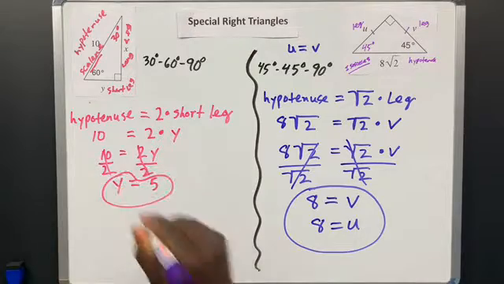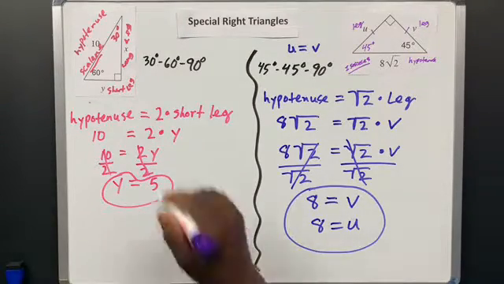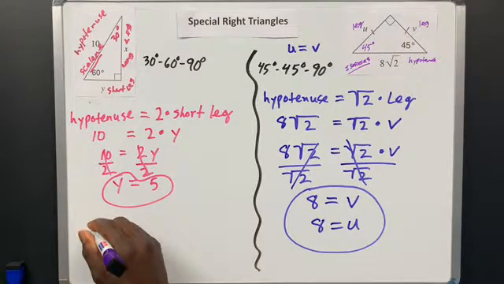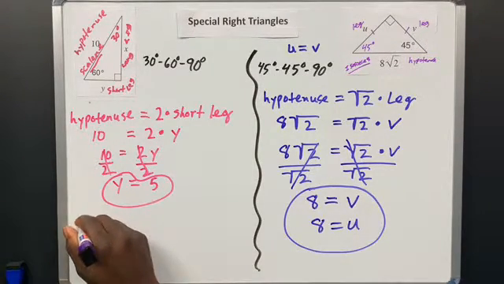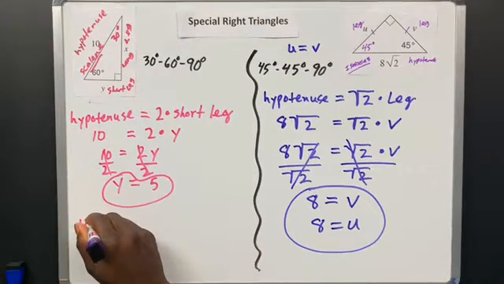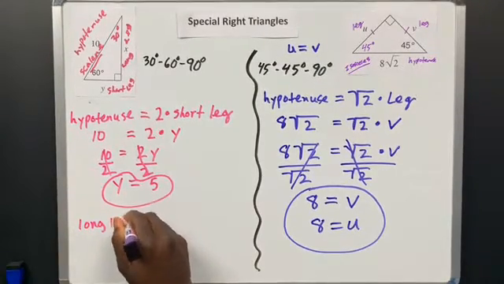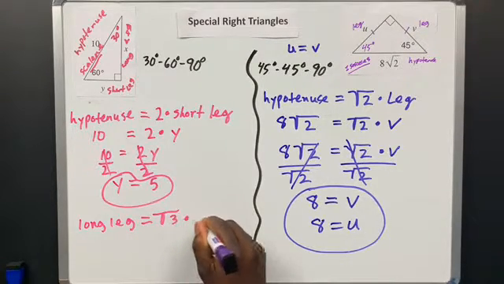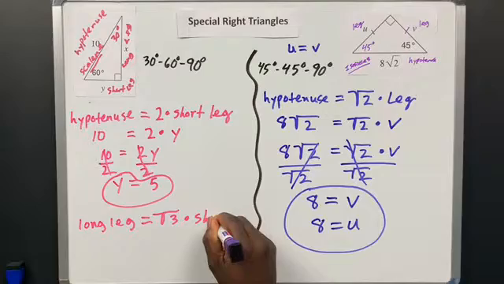All right. So we have solved for one side of this special right triangle. We know that y equals 5. Now, let's take the other special rule or equation for the 30, 60, 90 right triangle. And that is that the long leg equals square root of 3 times the short leg. So we have long leg equals square root of 3 times short leg.